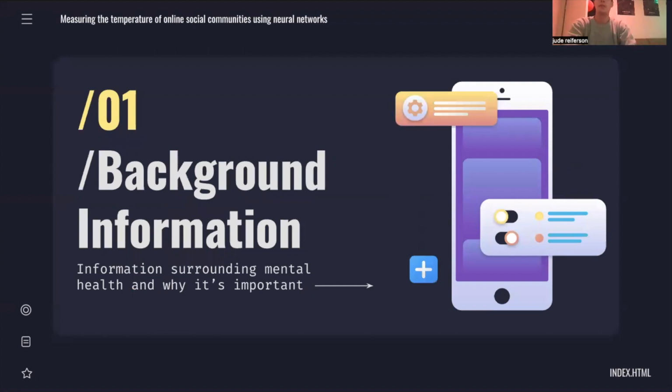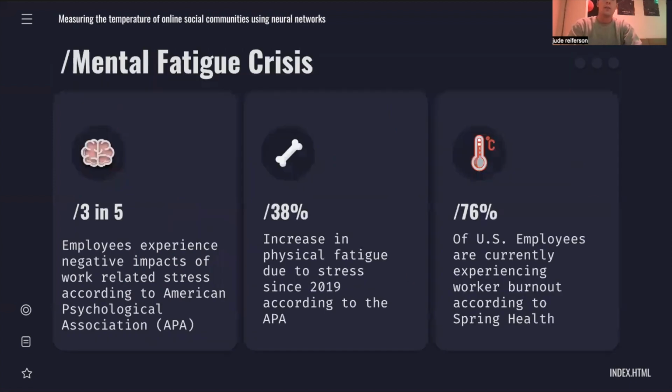Particularly, our group found that the mental health crisis is perhaps the most pressing issue our country is currently facing. The mental fatigue crisis, the one that we ultimately decided to work on solving, has some alarming statistics that really drove our group's interest. The first is that almost 3 in 5 American employees are currently experiencing negative impact due to work-related stress. And this is compounded with the fact that we've seen a 38% jump in physical fatigue due to stress since 2019. In fact, all of this is leading to a staggering 76% of US employees who are experiencing worker burnout.